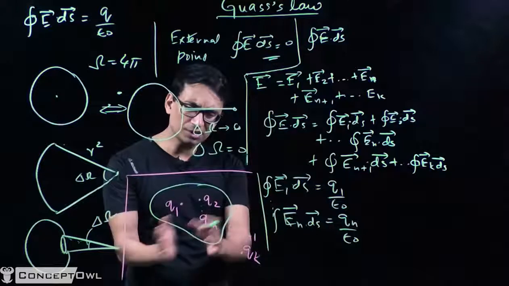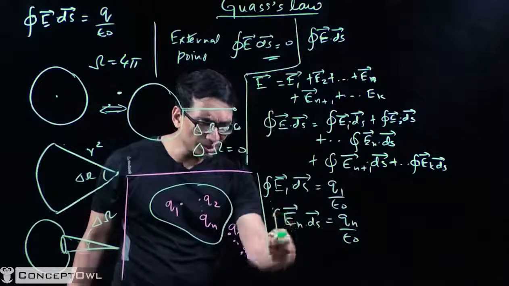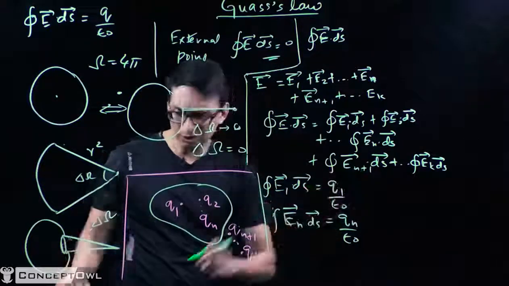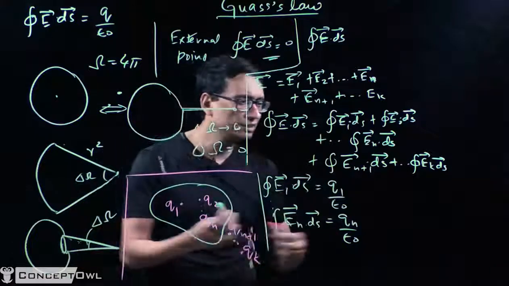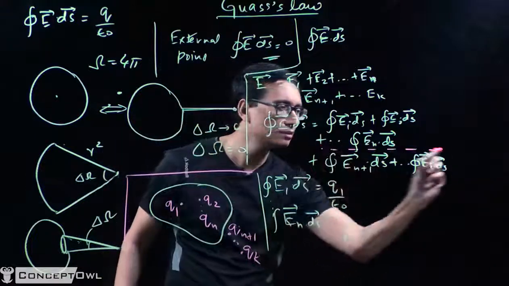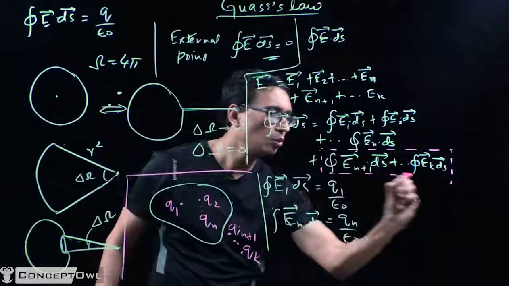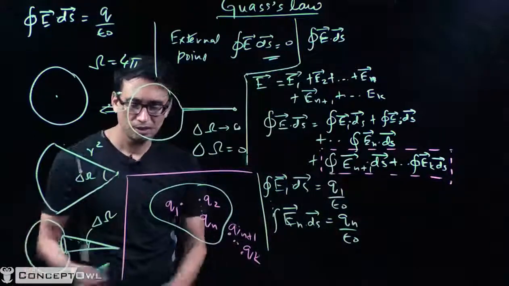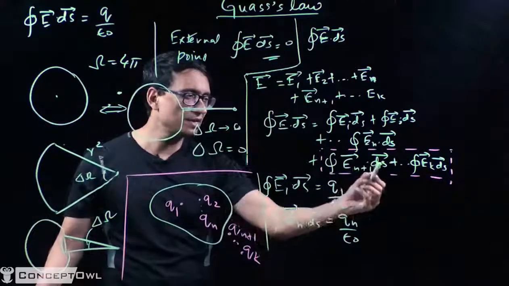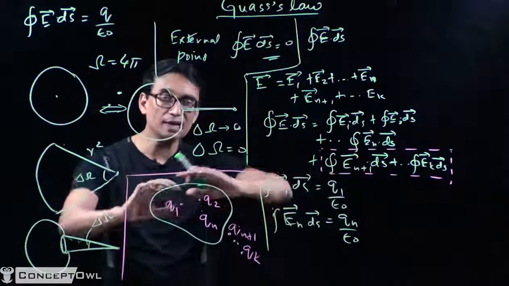Now what about the charges outside? What about the integral values for these terms? What will the value be? Now what is integral En dot ds? This is nothing but the total electric flux.